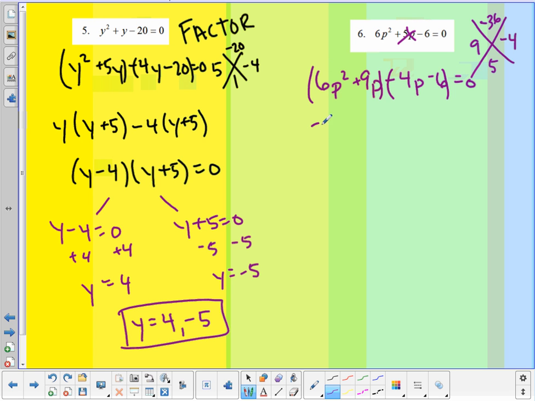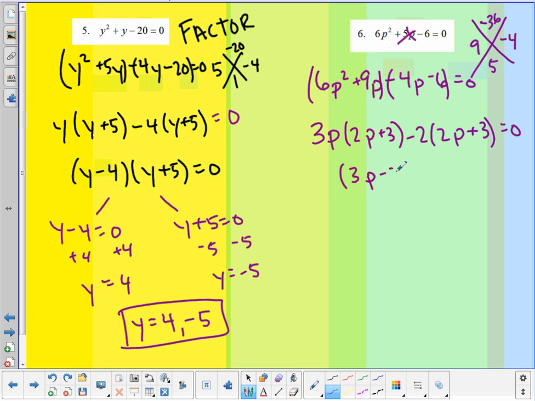From the first group, I can take out a 3 and a p, and that leaves me with 2p plus 3. From the second group, I can take out a negative 2, which leaves me with positive 2p and positive 3. Still all equal to 0. I should have had that written over here, sorry. And then my factored form is 3p minus 2 and 2p plus 3, still all equal to 0. Then we split them and solve.